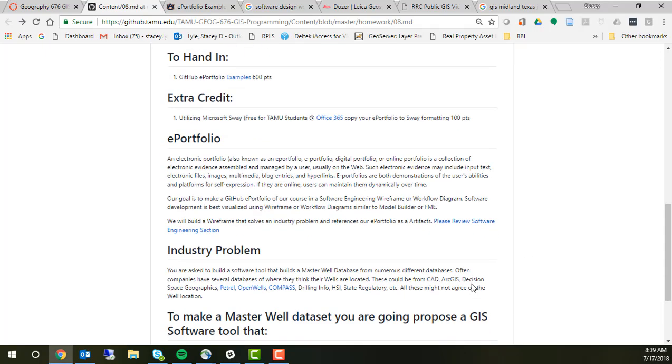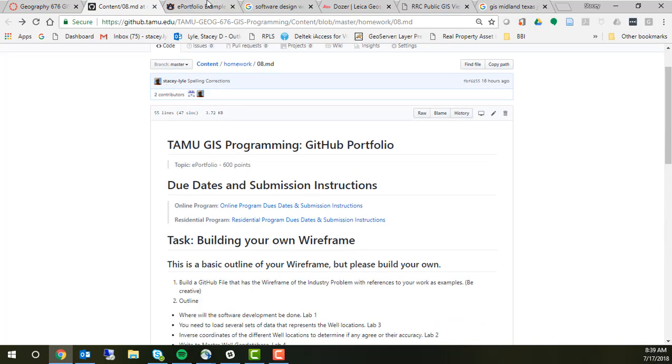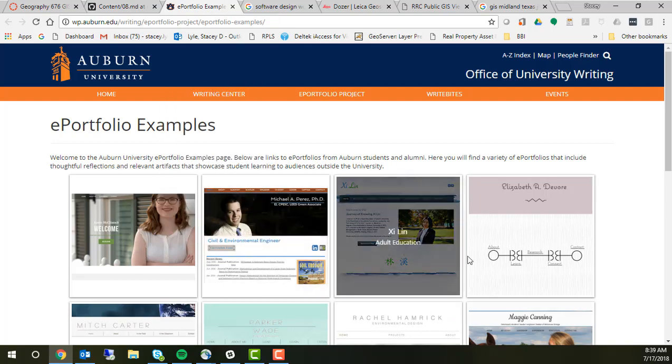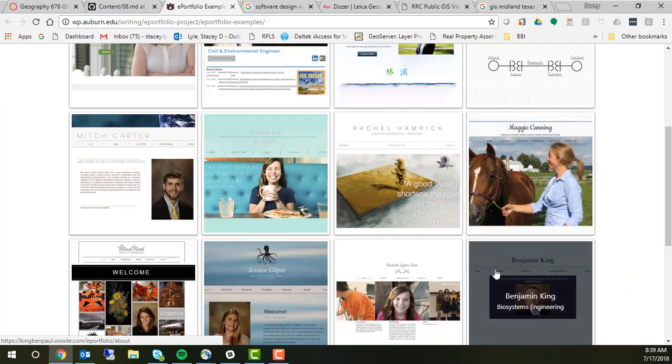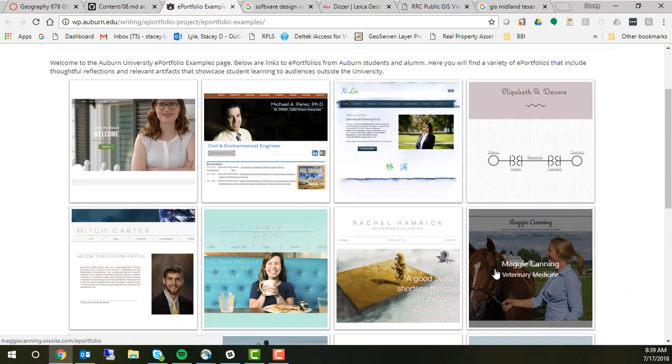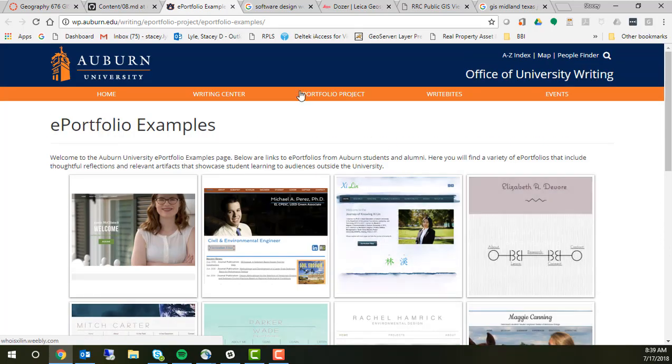So what is the ePortfolio? We'll jump down near the bottom. It's basically a digital portfolio of the work that you've accomplished working in this course. But instead of just a normal portfolio, and I've got some good examples here from Auburn showing several people's ePortfolios that they have put together, some really nice examples that you might look at and get some good ideas from.